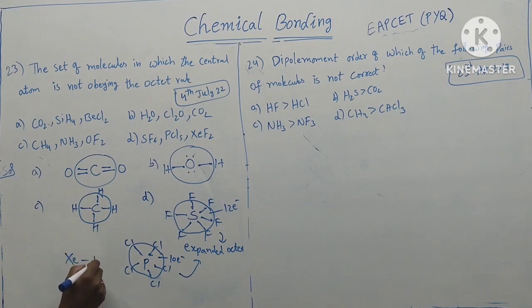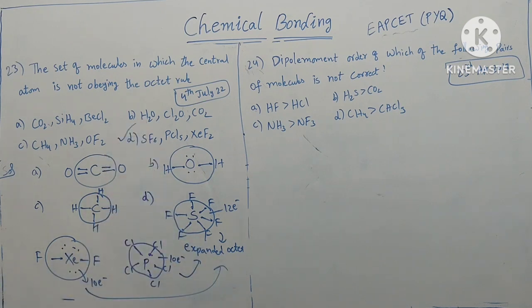XeF2. The valence electrons in the central atom Xe are 8. Already 2 electrons are present, 3, 4, 5, 6, 7, 8, so 1, 2, 3, 4, 5, 6, 7, 8, 9, 10. So 10 electrons. So it is also an expanded octet.